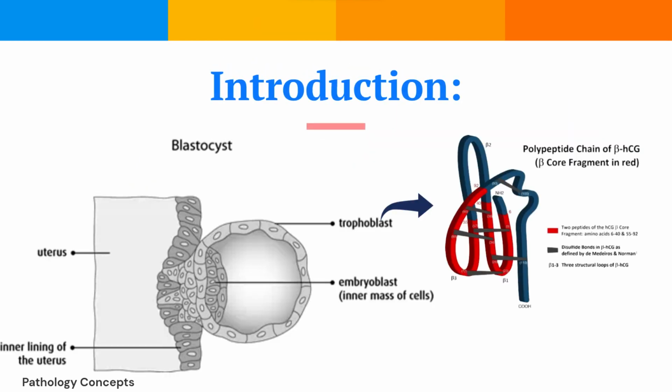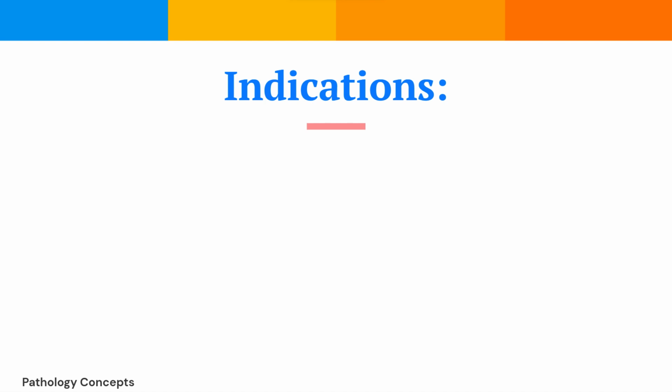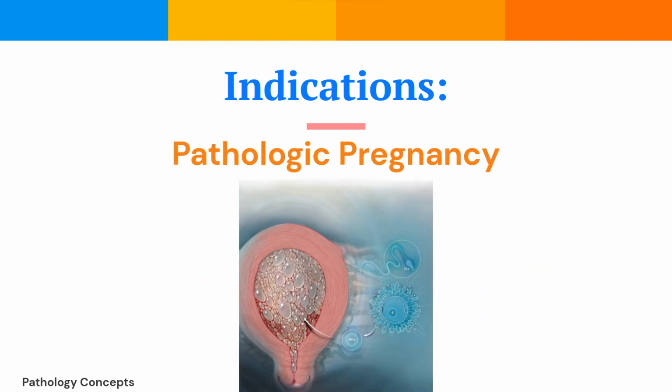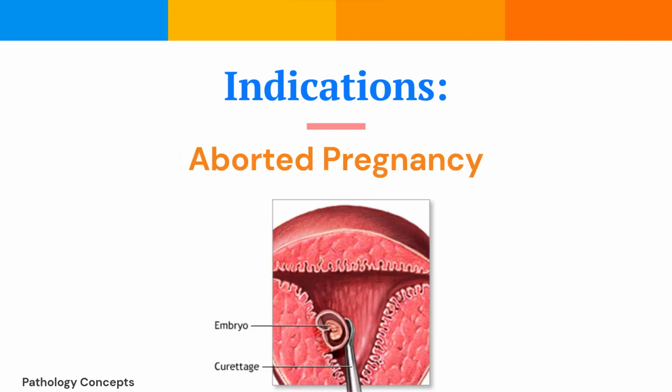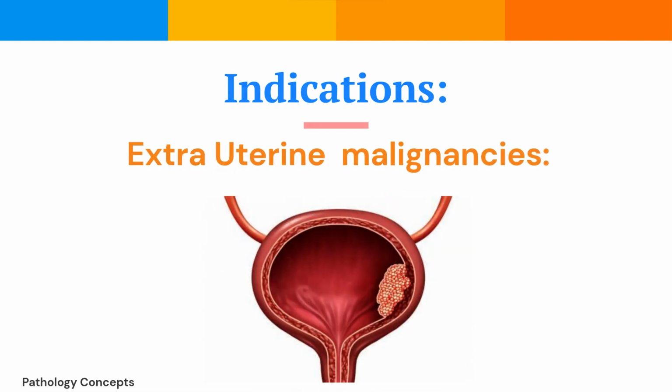Today we are discussing hCG, that is human chorionic gonadotropin hormone. hCG is a chemical created by trophoblast tissue typically found in early embryos and which will eventually be part of the placenta. Measuring hCG level can be helpful in identifying a normal pregnancy, pathological pregnancy, and can also be useful following an aborted pregnancy. It is also elevated in choriocarcinoma and extrauterine malignancies.